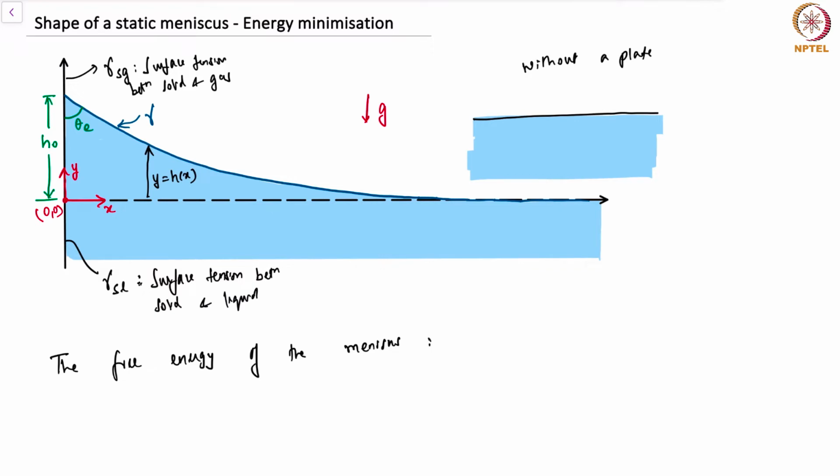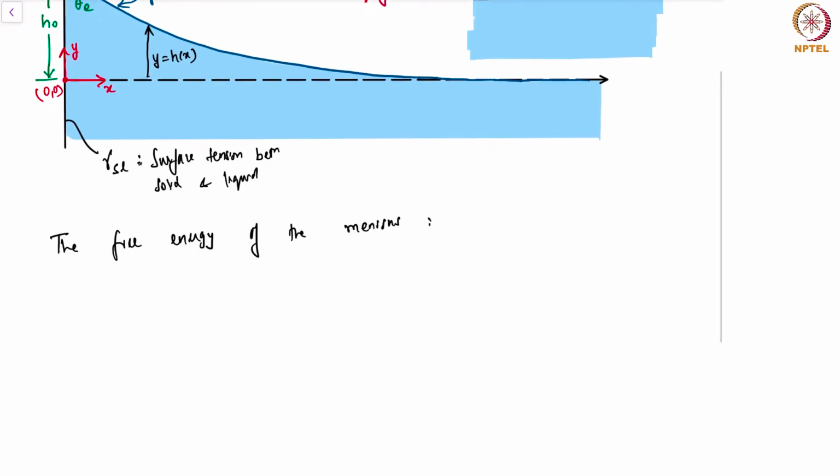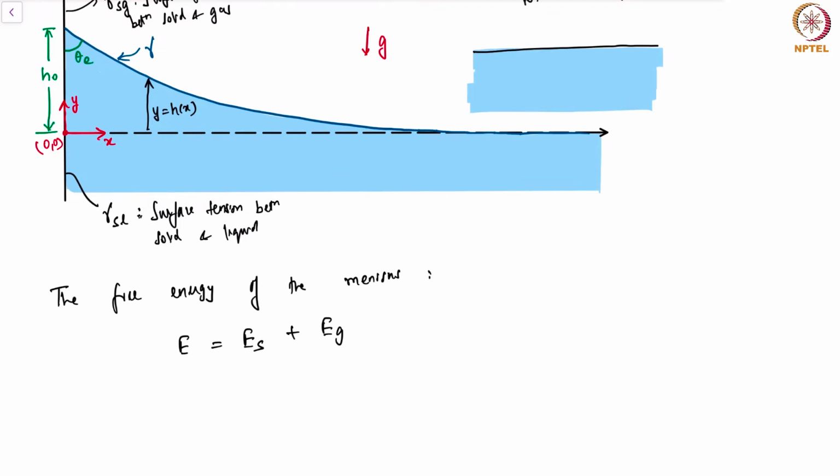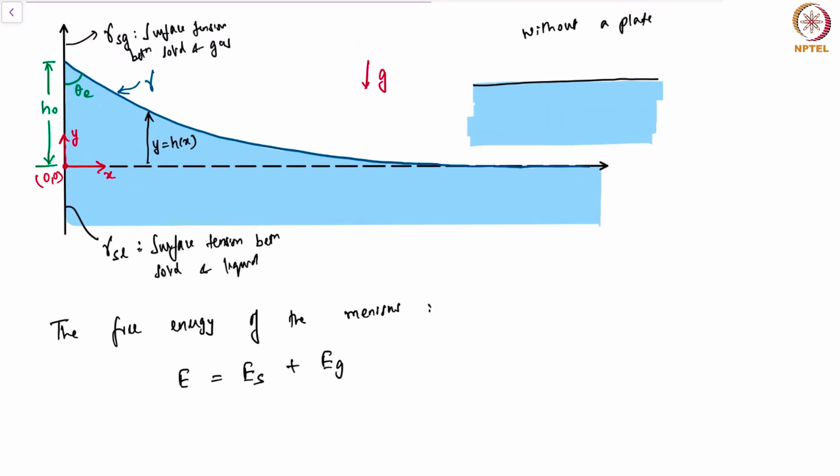Now we want to find out, by dipping a plate into the liquid bath, what is the change in energy that has occurred. The change in energy, or the free energy of the meniscus, would now be surface energy plus gravitational potential energy, and the changes to the energy at the wall. So what are the changes? If you look at the coordinate system, we have the origin 0, 0. That origin is chosen to lie on the original flat interface without the meniscus.